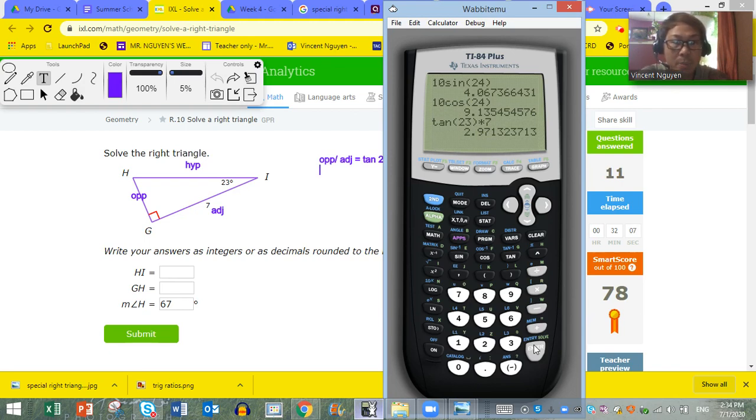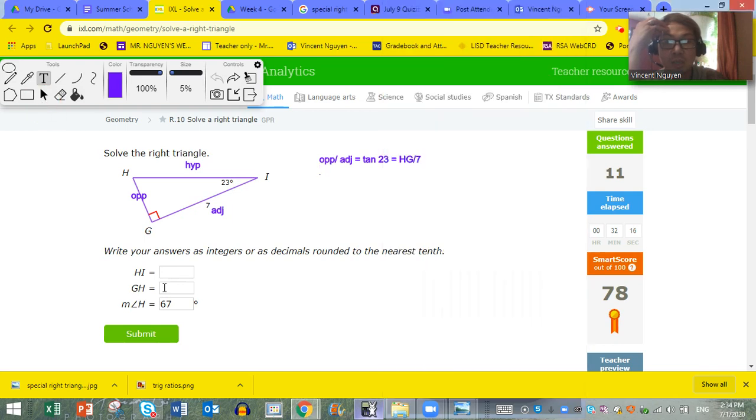2.97. So that's almost 3. I'm going to put it in as a 3, okay? So HG, the one I just found, is 3 units long.